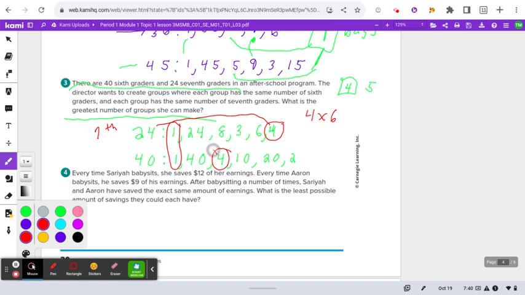And if I had the 4 for the 6th graders, I'd have groups of 10. So if I combine them into one group, right, I'd have 6 of the 7th graders and I'd have 10 of the 6th graders. That might work well. So there's other possibilities you can do.